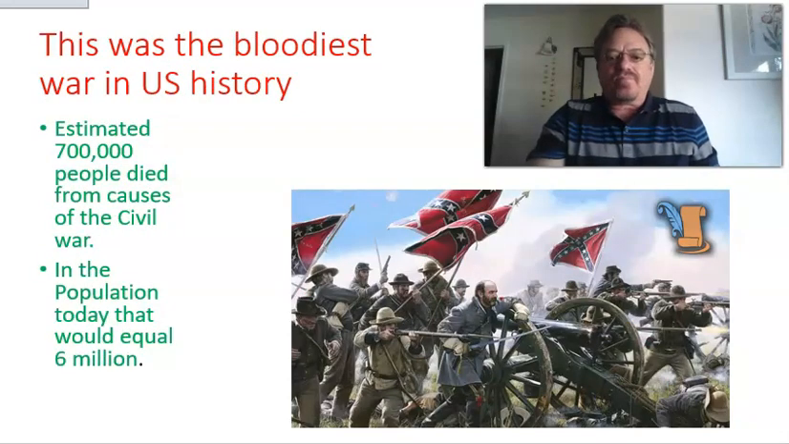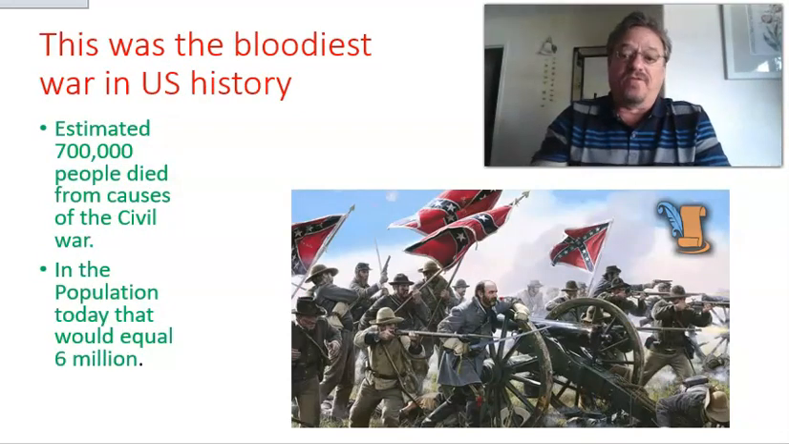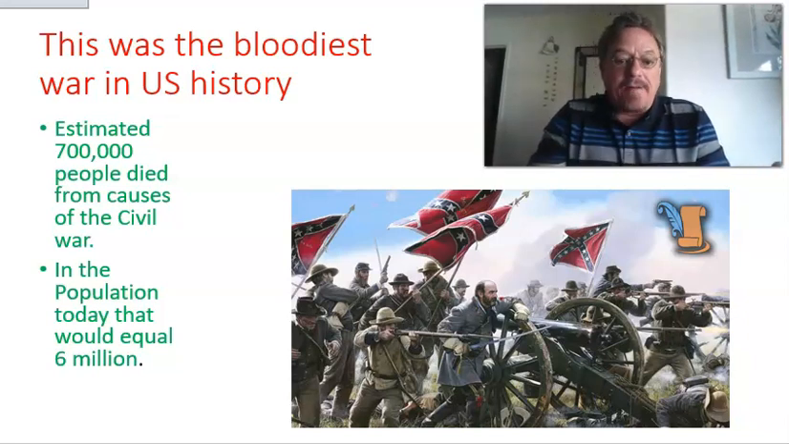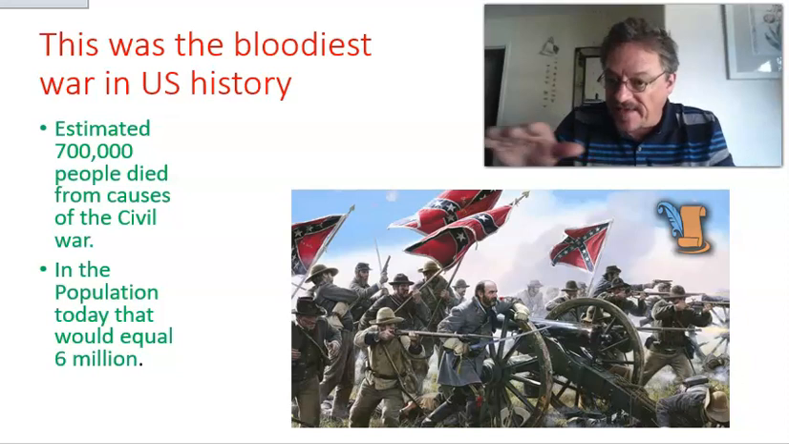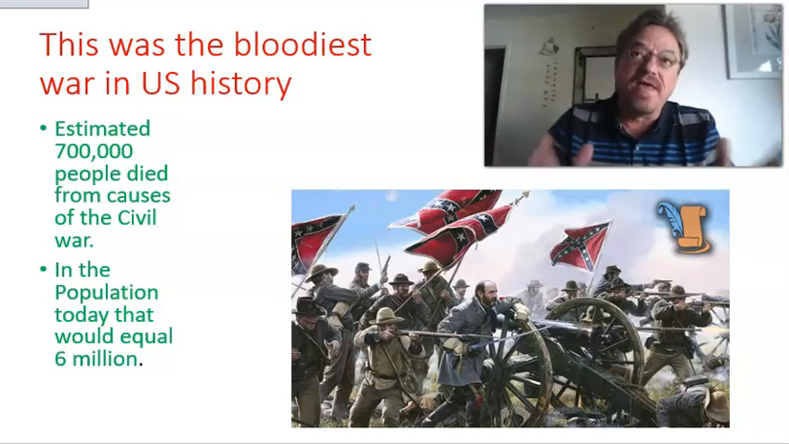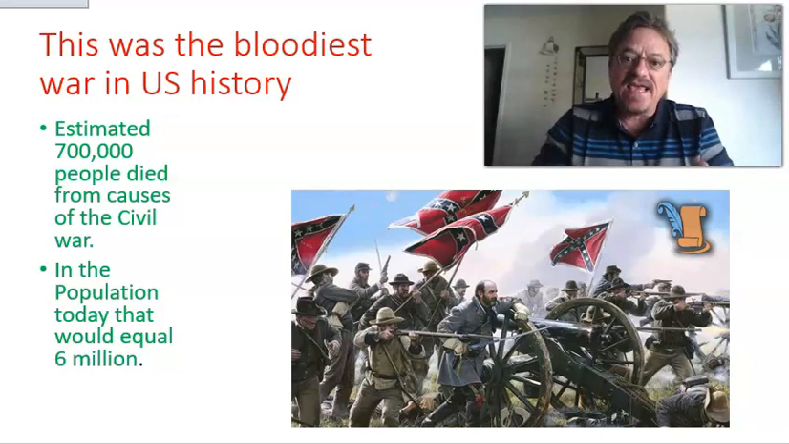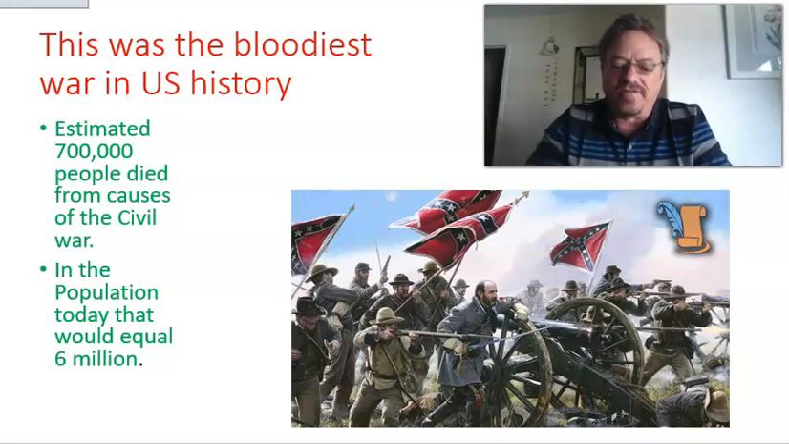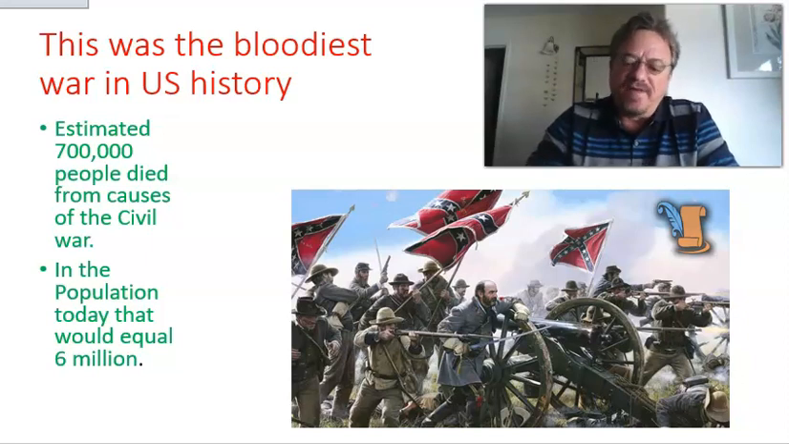All right. Well, this is the worst war in American history. Right now, they've estimated over 700,000 people died from causes of the Civil War. If you estimated that to today's population, that'd be about 6 million people who had died. That's a huge amount, and everybody would have been affected. Back then in the 1860s, there were 30 million people compared to 330 million today. Everybody would have been affected in one way or another. Now that doesn't include the wounded, people who lost their legs and arms and limbs. So it was a horrible war.